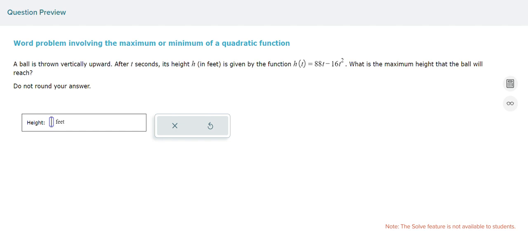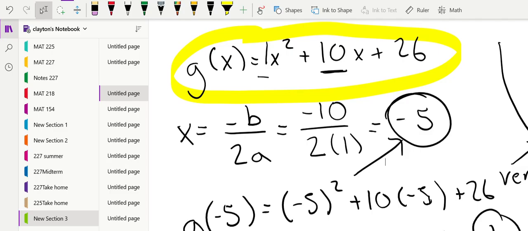And so the height, notice here, where's my cursor? Remember this is telling you the height in time. Now, before we can really go find the height, I need to find the time that this is occurring at. Or in other words, I need to go find the x value, or in this case, the t value of the vertex. So let's go ahead. We have 88t minus 16t squared.